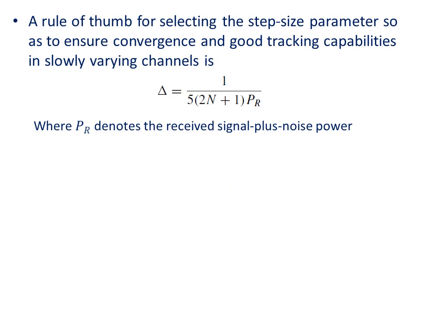Now, a thumb rule for selecting the step size parameter so as to ensure convergence and good tracking capabilities in slowly varying channels is given by delta is equal to 1 divided by 5 into 2N plus 1 into P_R, where P_R denotes the received signal plus noise power, which can be estimated from the received signal.